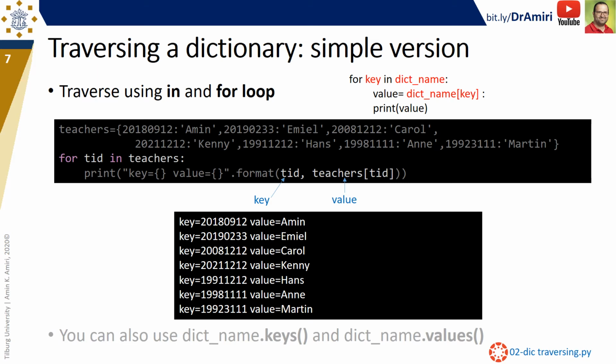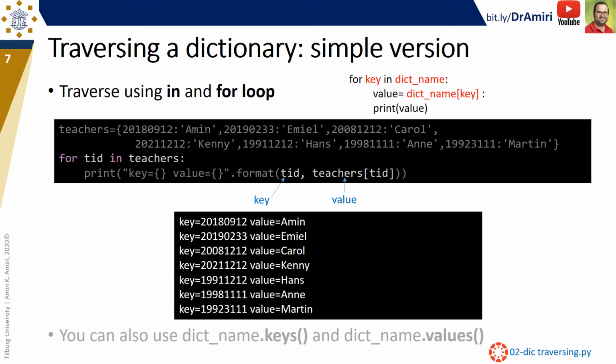As you can see here, I have teachers again as a dictionary with teacher IDs and the name of the teacher. I use for. In the for clause, I'm going to use TID to store the keys in each iteration. After that, I provide in and then the name of the dictionary, which is teachers.